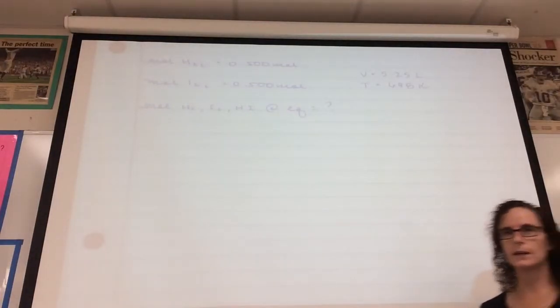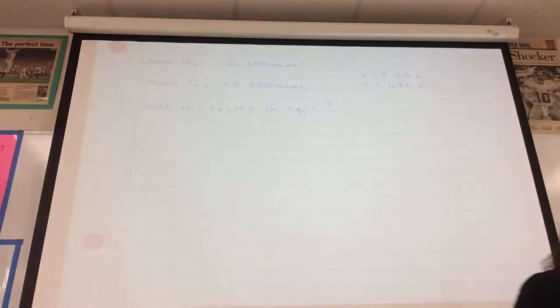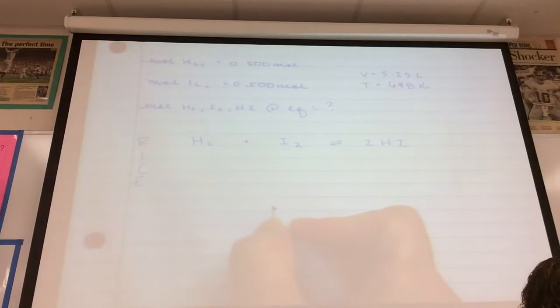So that's what's given, and now what we need to do is figure out how to set it up. And I realize this is in your notes already, but let's go ahead and set the table up from scratch, because sometimes it's important to see the derivation. Here's our RICE table. We've talked about how to generate these. We've got hydrogen gas, iodine vapor, and 2 moles of hydrogen iodide. We know initially that we have 0.5 moles.